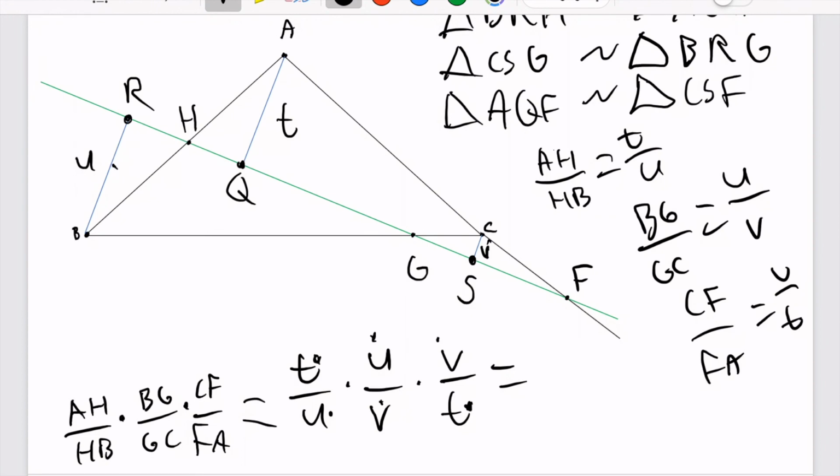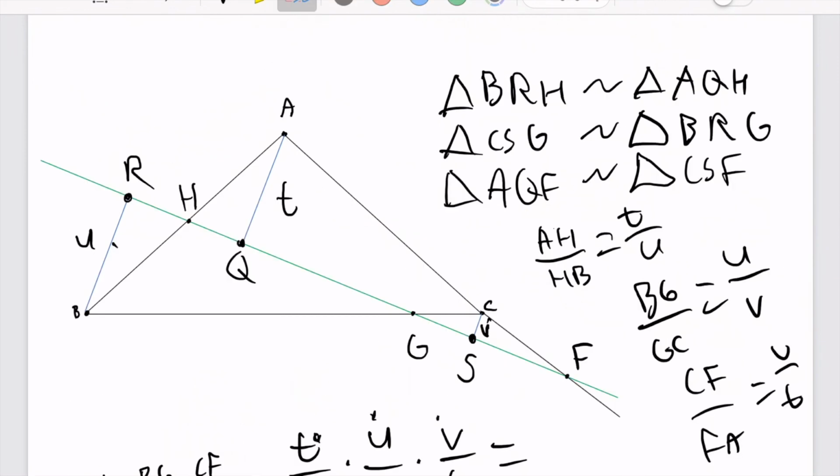Now, because we set it up such that this line does not go through any of the vertices, none of these will be 0. So that means you're not going to have any zeros divided by 0. So T over U times U over V times V over T: T over T is 1, U over U is 1, V over V is 1. So the product of all three is just 1, which is the theorem.